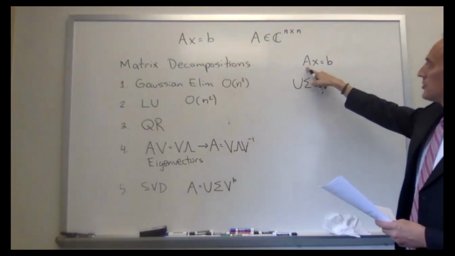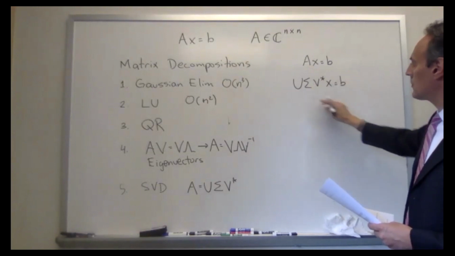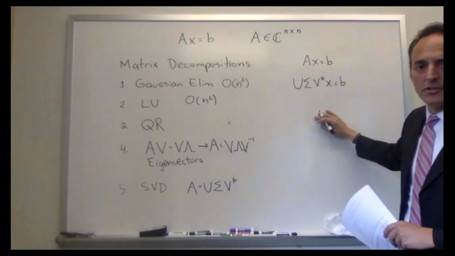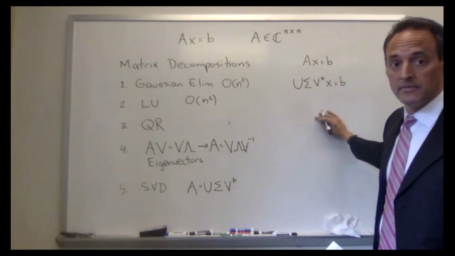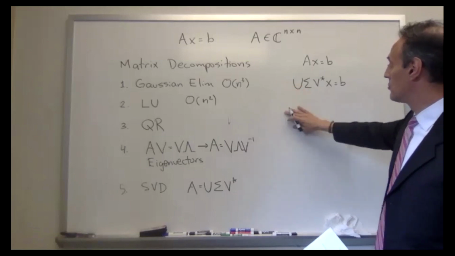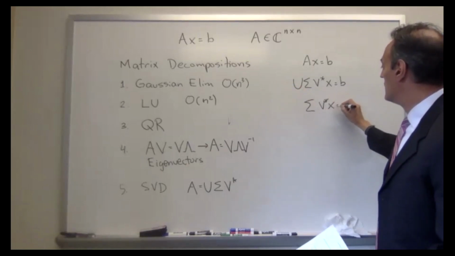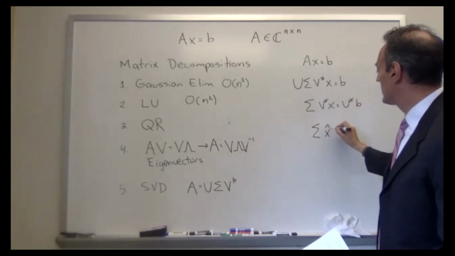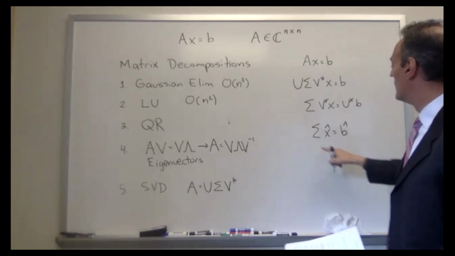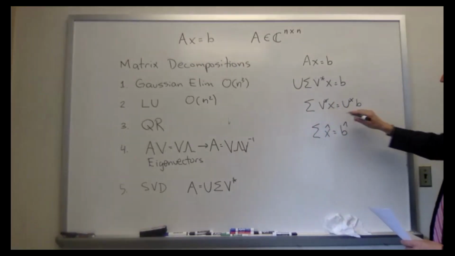There's your decomposition. A is this. I'm going to multiply both sides by the inverse of U, which in fact is just U star. Remember, it's unitary. So if I multiply both sides by U star, I simply get this, and then I can just call this X hat and this B hat. And notice what I've done. This is X hat here, that's B hat here.